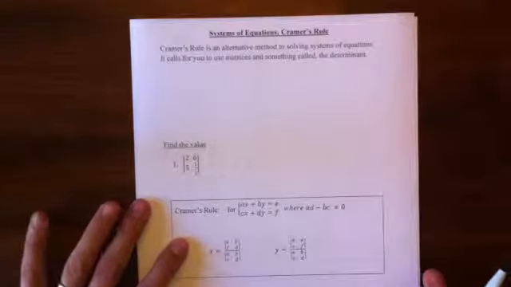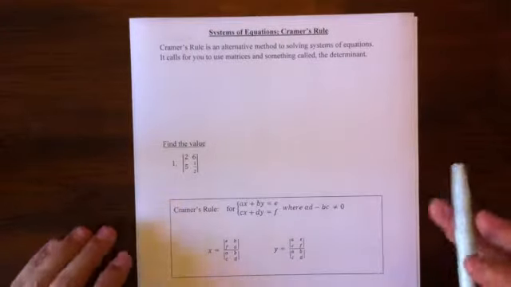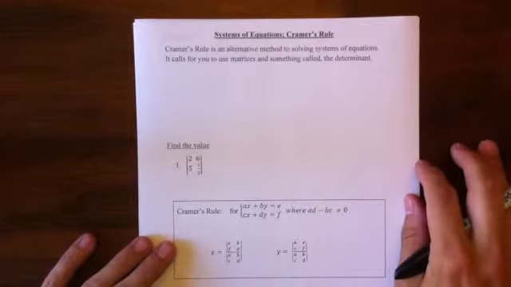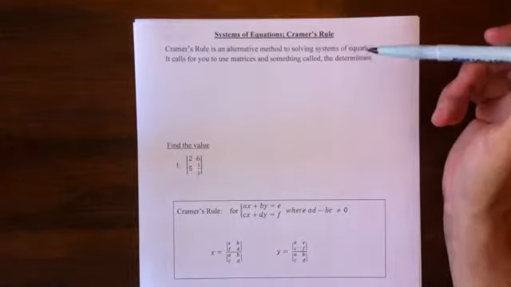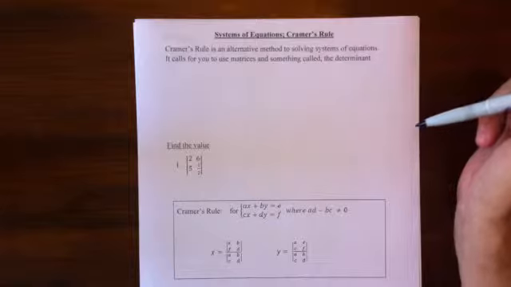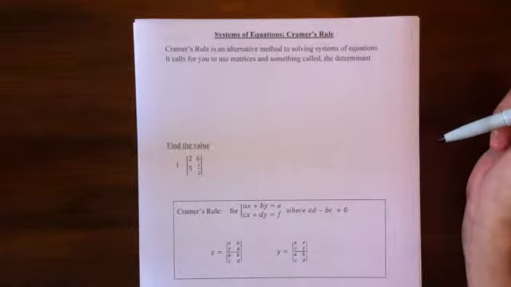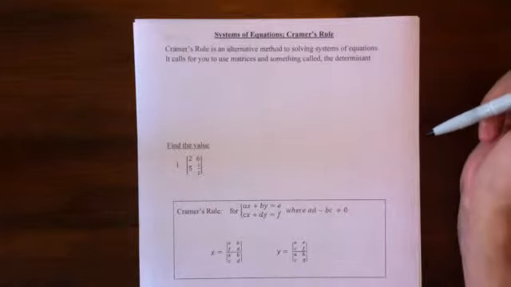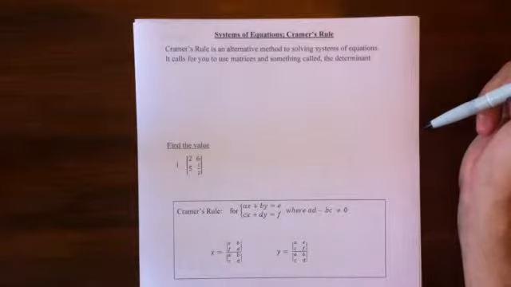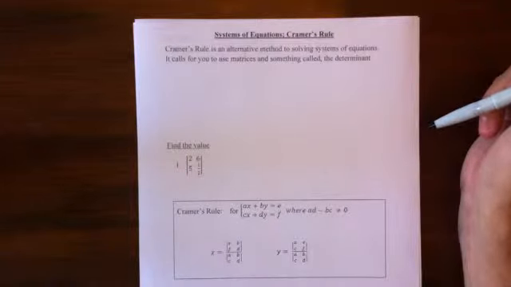Alright, so we're going to talk about solving systems of equations again, but this time we're going to use something that's called Cramer's rule. So Cramer's rule is an alternative method to solving systems of equations. Most times in Algebra 1, 2, teachers don't teach you this, but Cramer's rule essentially calls for you to use matrices and something that's called a determinant.